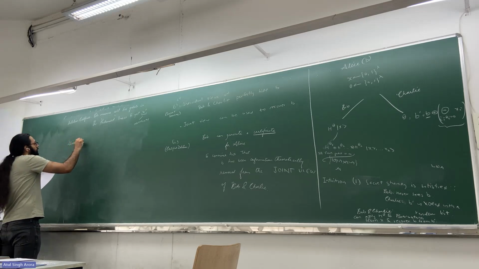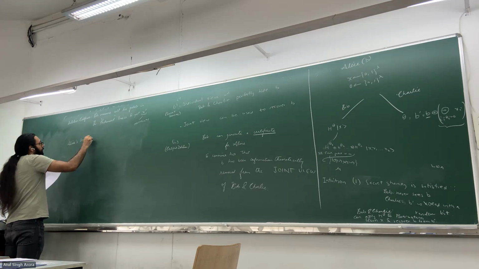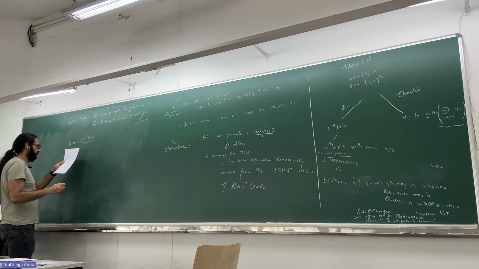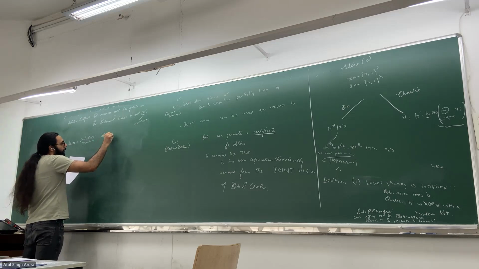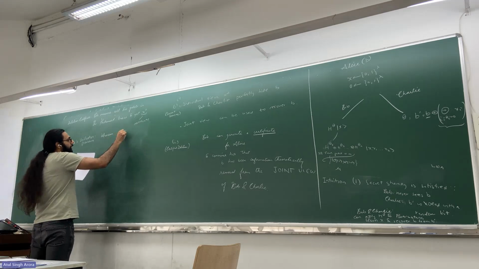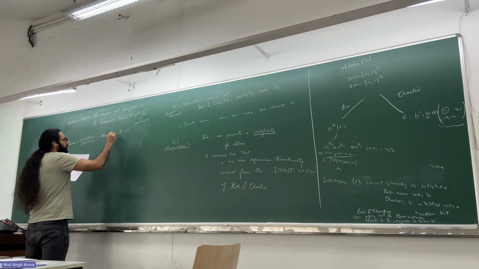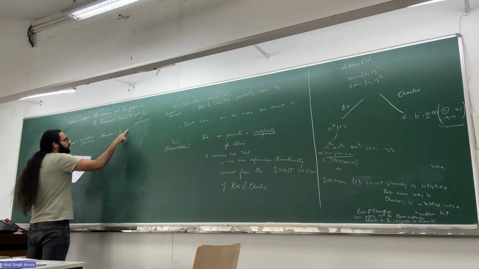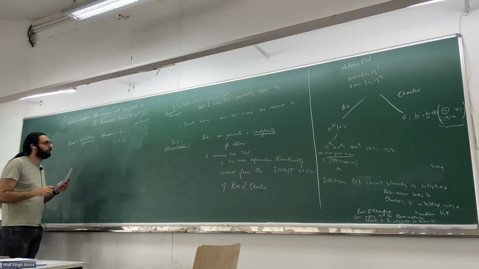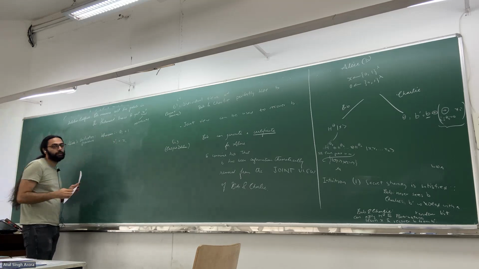So Alice's verification procedure is the following. She's going to check wherever theta I was 0, so whenever I is such that theta I is 0, you want X prime I to be the same as X I. Okay.